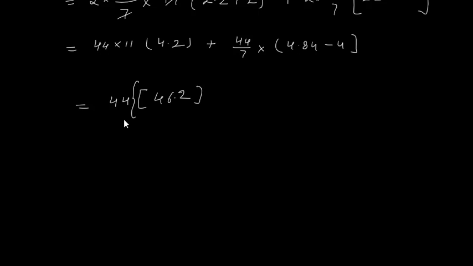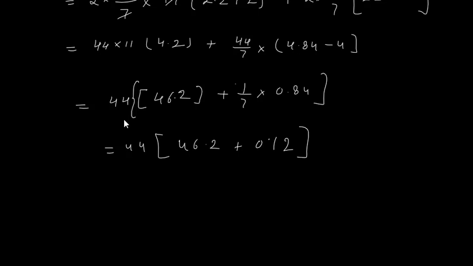This 44 I will take out, then it is plus 1 upon 7 into 0.84. So this is 44, inside bracket we have 46.2 plus 7 1s are 7, 7 2s are 14. So this gives us 44 into 46.32. So 44 into 46.32. So 4632, here I have decimal and I have to multiply by 44.